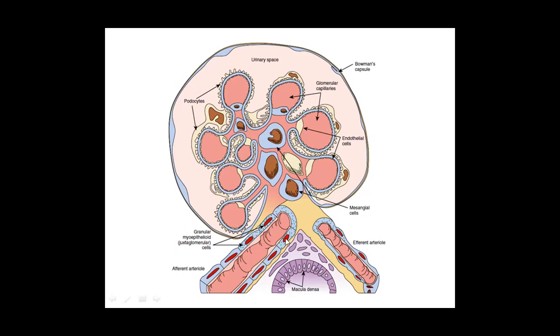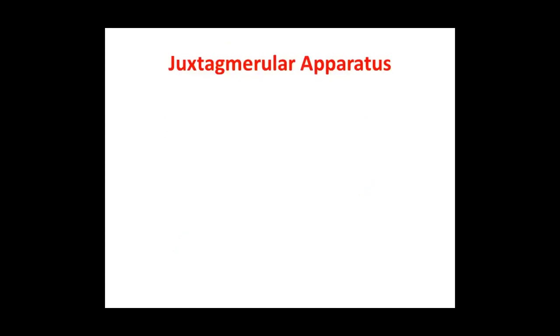And in between, there is a triangular space. In the triangular space, certain loose cells are seen. These are known as lacis cells. As a whole, this is known as the JG apparatus or juxtaglomerular apparatus.